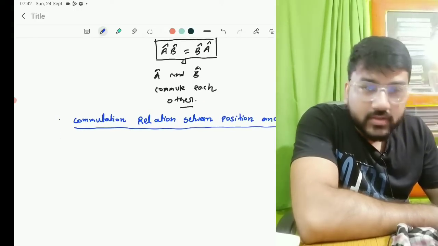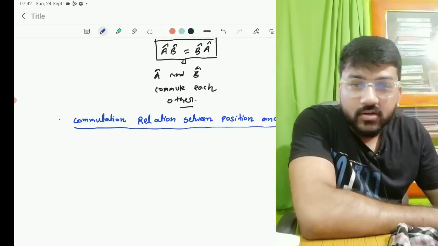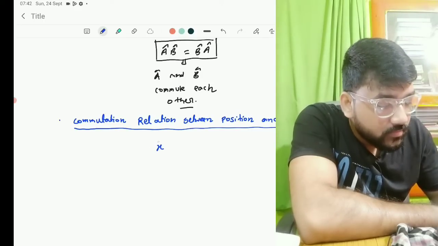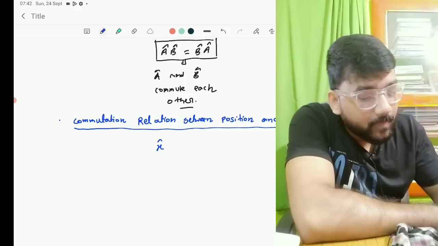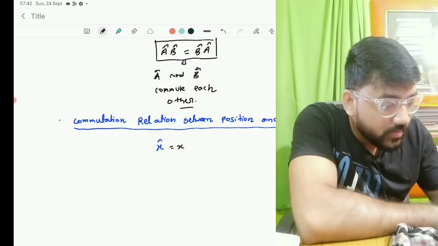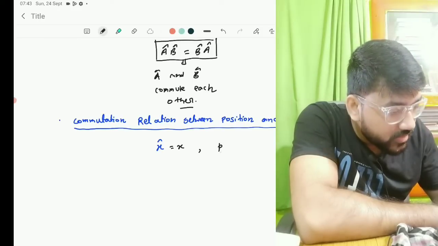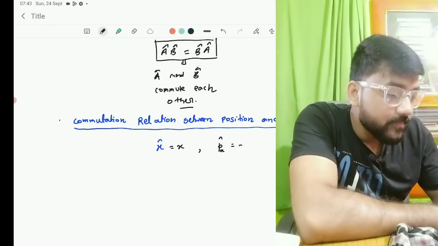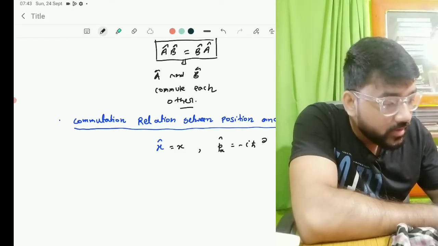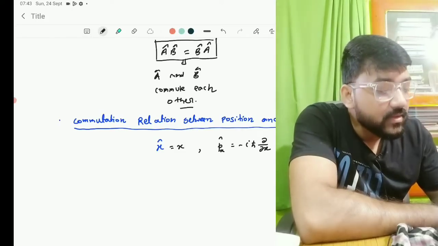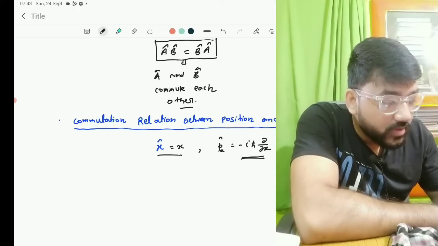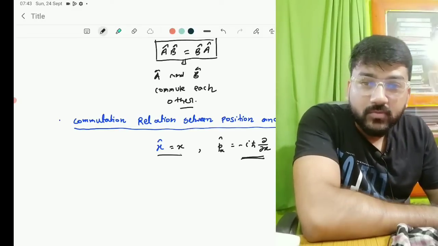So let us first see what the position operator and the momentum operator are. The position operator can be written as x cap, and that is basically simply x. But the momentum operator, that is p x cap, is just minus i h cross del, and for only the x component it is del by del x. So you have to keep in mind that this is our momentum operator and this is our position operator.